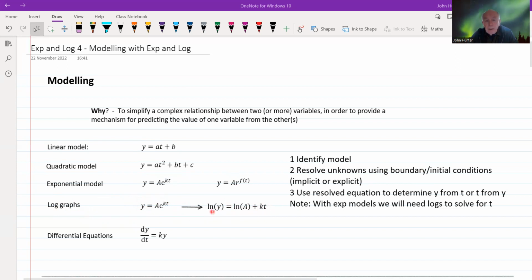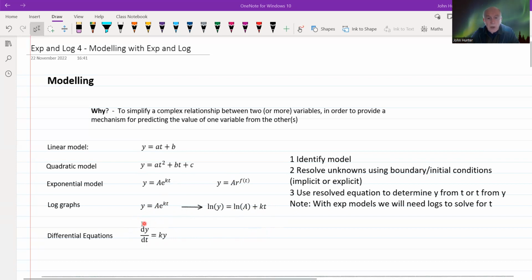And when looking at this, we can see this looks like a straight line. Y equals mx. This is the gradient times your independent variable, and that is the intercept on the y-axis. So we can actually turn our exponential model into a linear model, which can be useful. We come to that in another video.